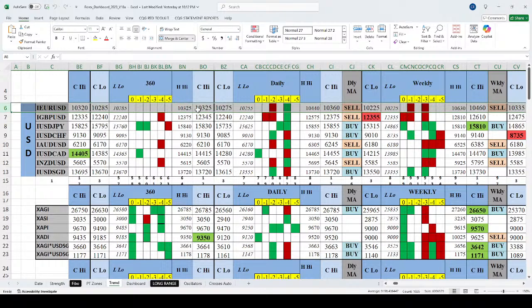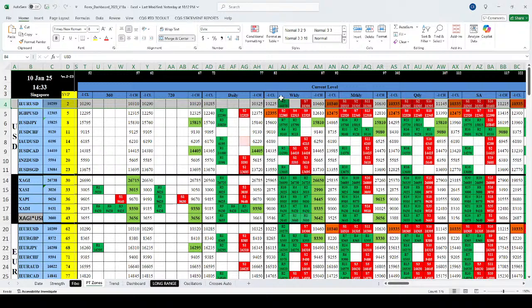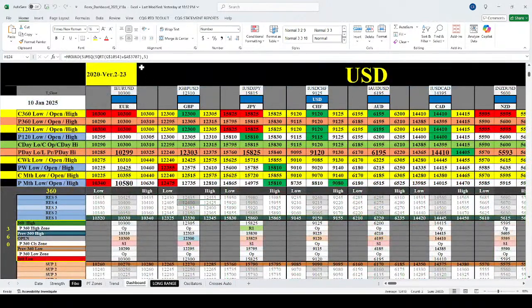102.85 and 103.25. Then when we look into the PT zones, I think the weekly we are getting mixed signals, daily, hourly, all are flat. So monthly is in a downtrend, monthly, quarterly, and semi-annual, which means to say that the low is yet to be seen. Okay, so then let's move on to the dashboard.